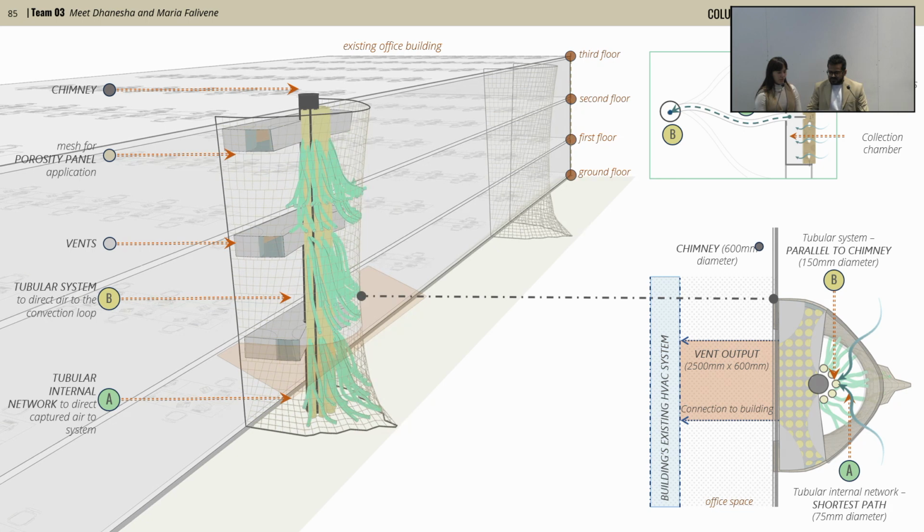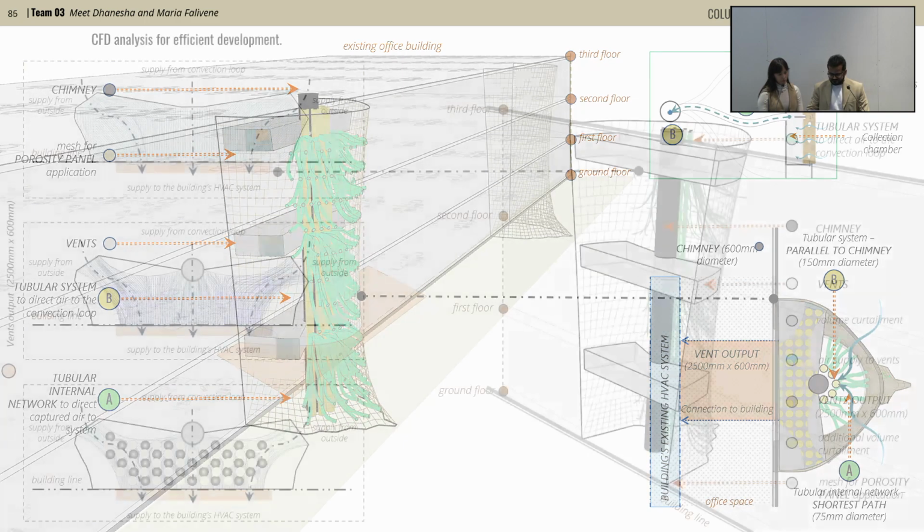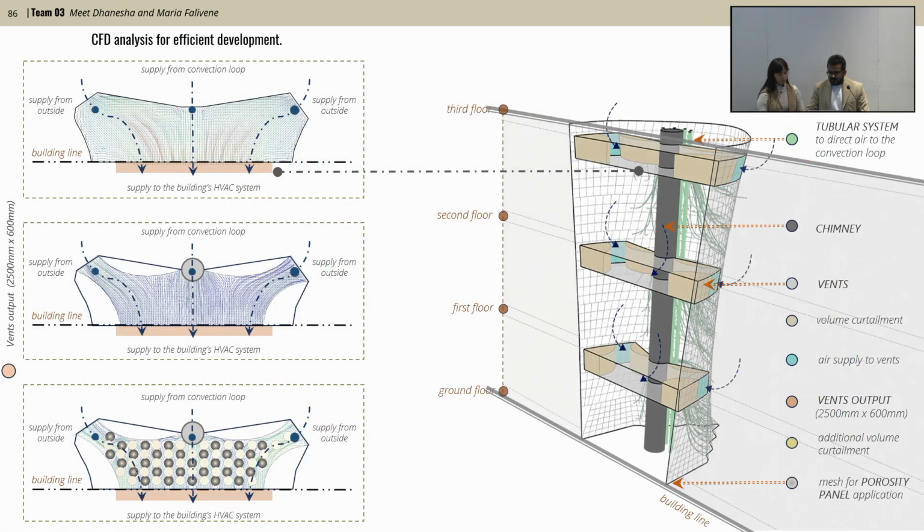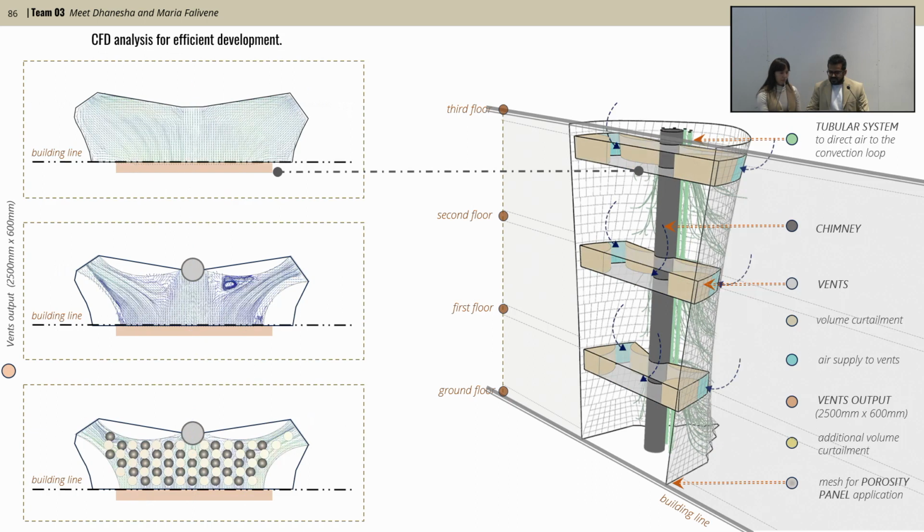Network A is generated through the shortest path at multiple levels, connecting to network B, which runs parallel to the chimney, and then to the condenser. This network conveys captured wind from the porosity panels to the convection loop. Then from the condenser, it's supplied to vents via the chimney. The air supplied to vents turbulates through additional volume integration, which was evolved through CFD analysis. This enhances the speed as it is supplied to the outside of the convection loop.